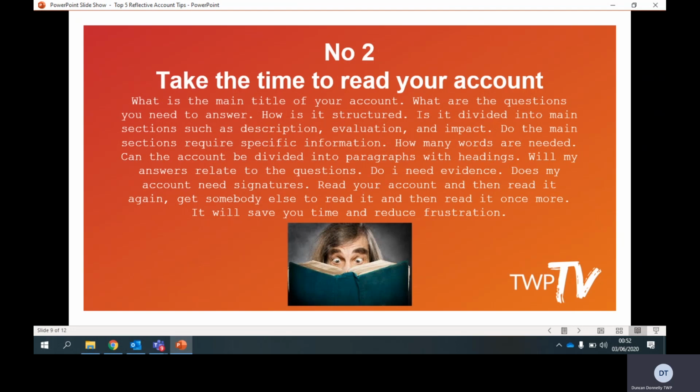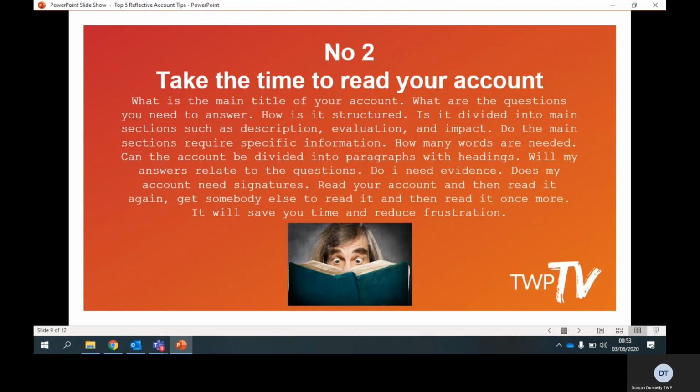So please consider that. How is the account structured? Is it divided into main sections, such as a description, evaluation, an impact statement? Do the main sections require specific information that will be there in the reflective account? How many words are needed? Consider that. If you don't put enough words in, potentially it's going to get sent back to you. Can the account be divided into paragraphs with headings? Will your answers relate to the questions? We've already covered that. Do you need evidence? Does the account need signatures? Does it need a student signature, an employer signature, a tutor signature?